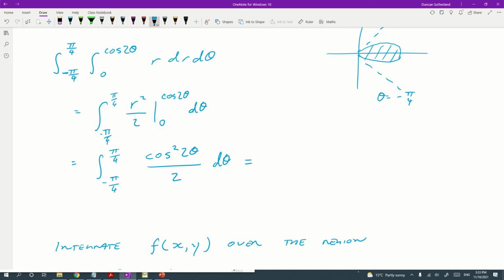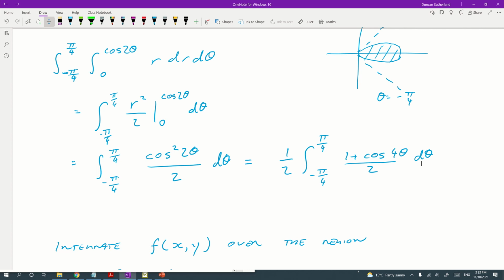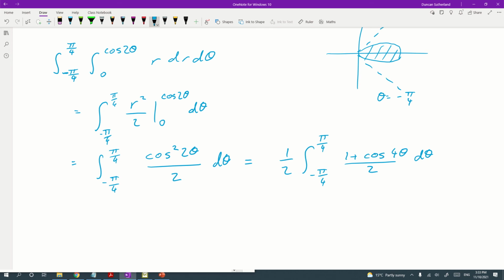So there's a half there, so there's a factor of a half into 1 plus cos 4 theta over 2. It's the double angle formula. There's another factor of 2 like that, d theta. Be careful with the signs and the plus and minus on these. I tend to get them wrong if I do them from memory. Okay, so now we've just got to go ahead and do this integral.